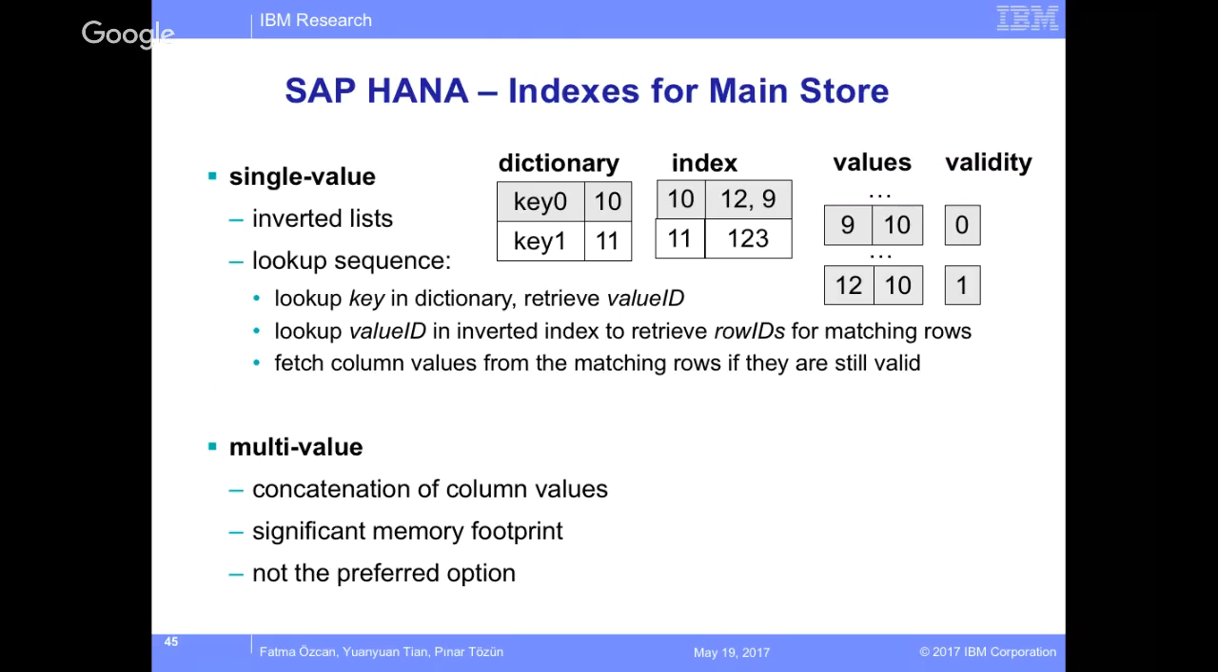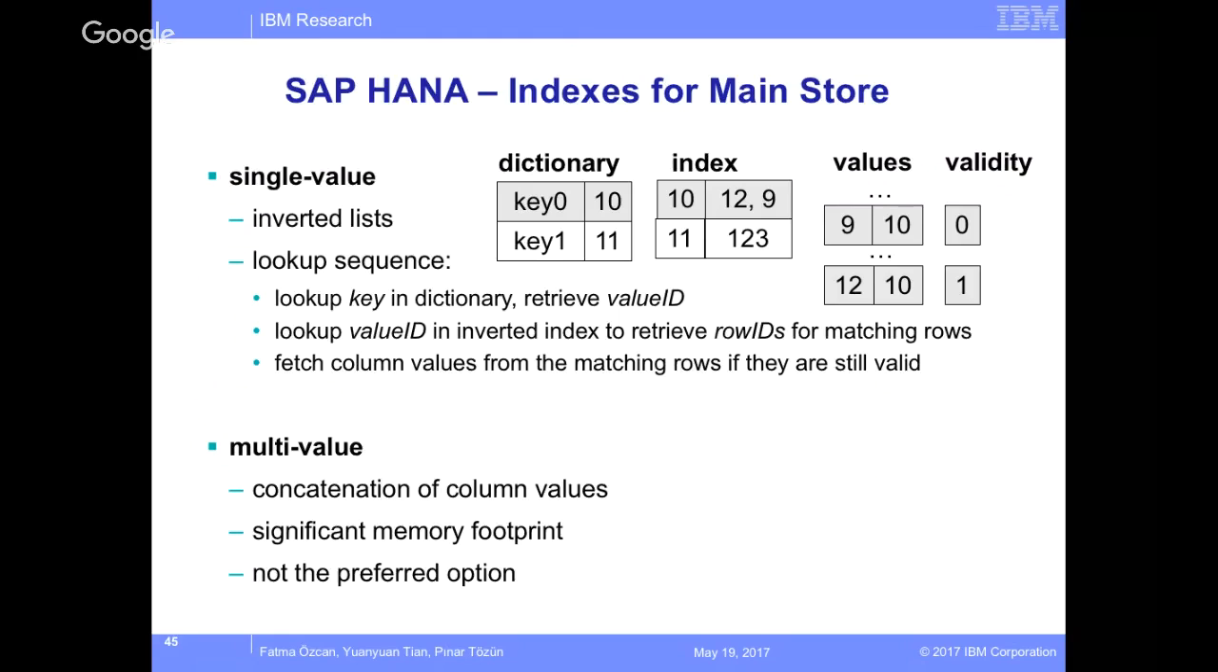And in the end, you can go check the actual rows to see which ones are valid, because for each row you have this validity bitmap-like thing that shows if something is deleted or updated. You will see a 0 there indicating that this row is no longer valid. And also, as far as I know, multi-column keys and indexes are also supported, but I've read that this is not the preferred option because it has a more significant memory footprint.